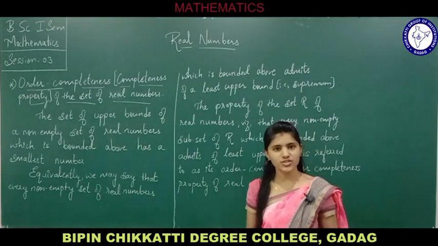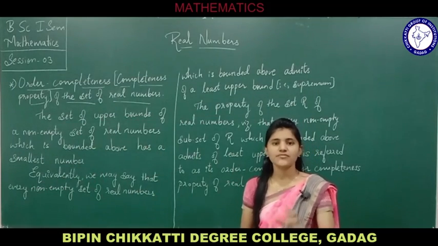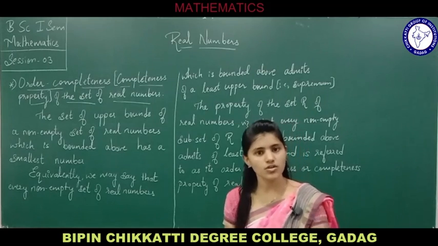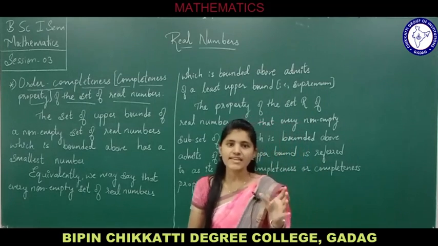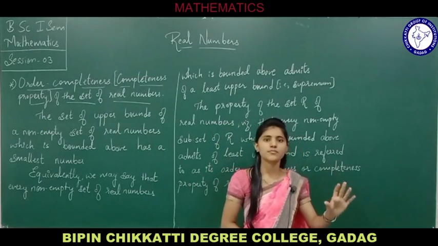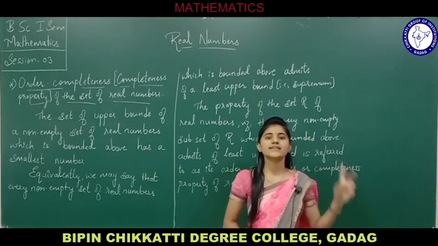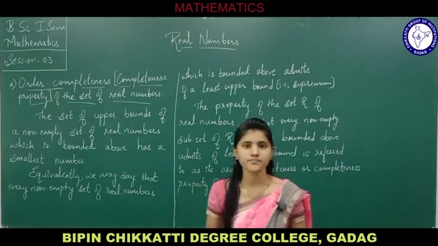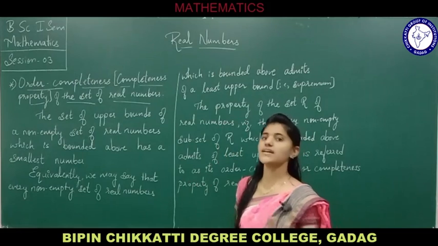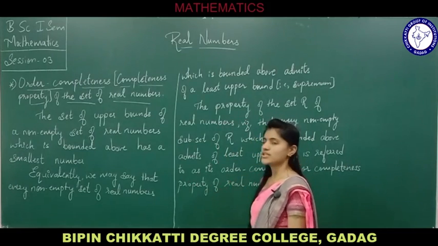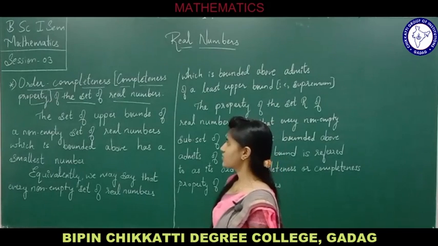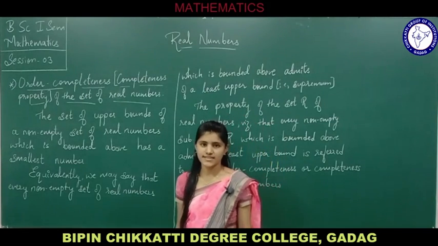What it is actually stating is that if a non-empty set has a set of upper bounds, it has at least one least upper bound, which we call the supremum, in the set of real numbers. That is called the order completeness property of the set of real numbers.